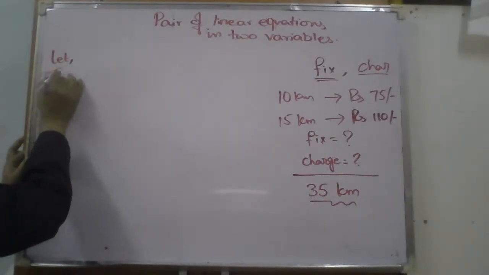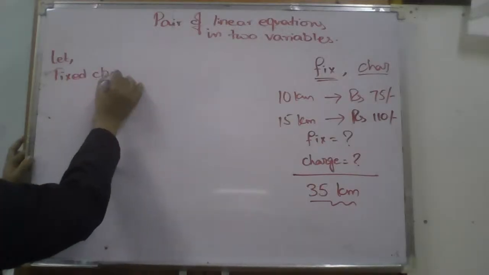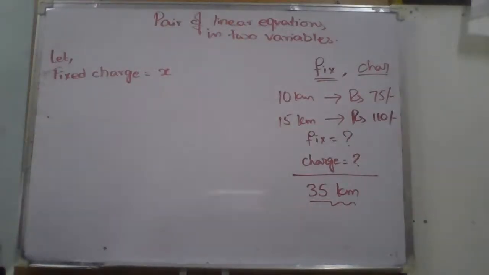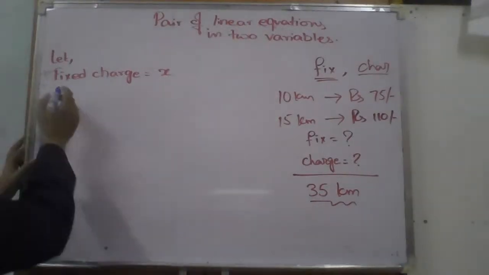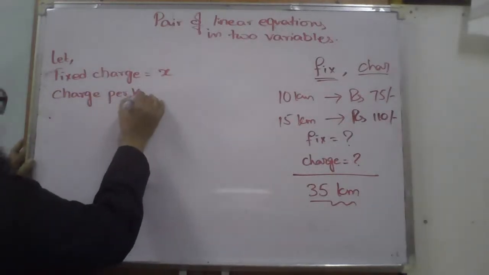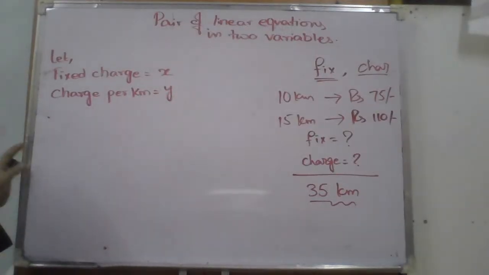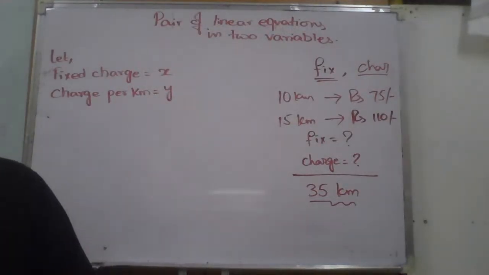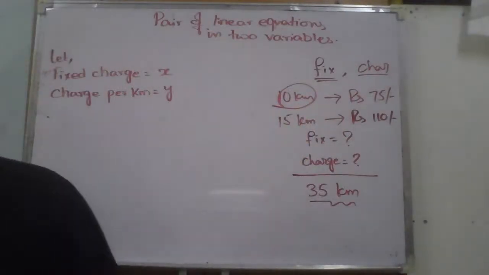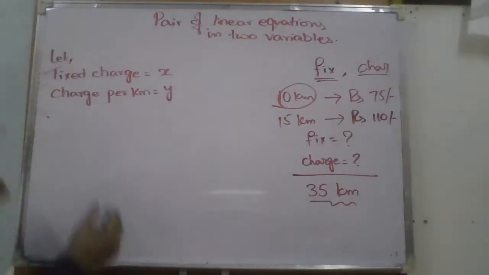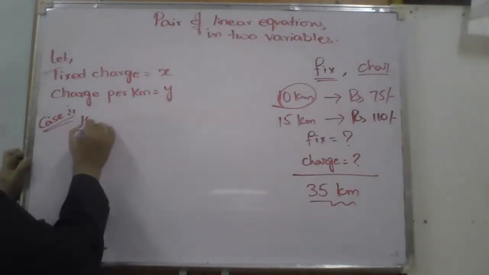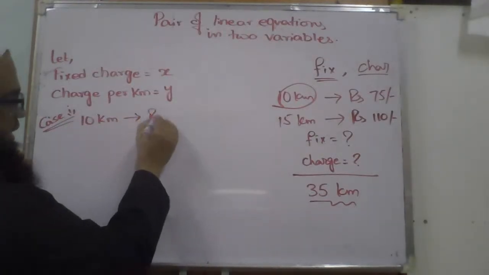Let fixed charge be rupees x. And charge per kilometer be rupees y. It is x and y. Now for 10 kilometers they have charged 75 rupees. So let us take case 1. For 10 kilometers, they have charged rupees 75.